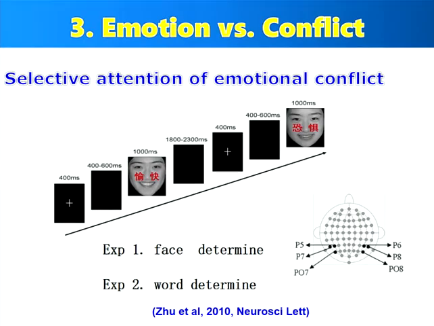The third part, emotion versus conflict. In the first experiment, we often use selective attention of emotional conflict. It is an upgraded Stroop paradigm. They have 2 experiments. One is face determining, another is word determining.